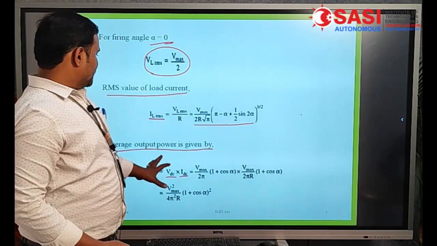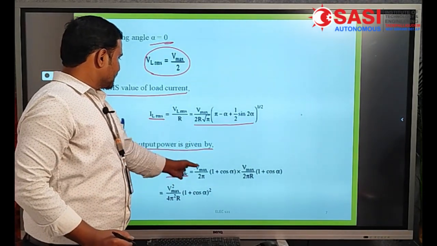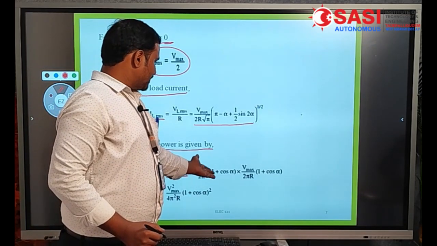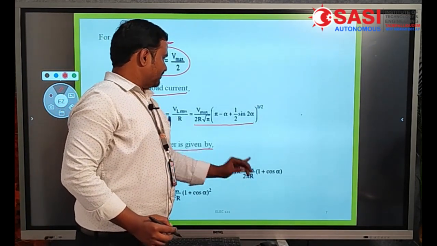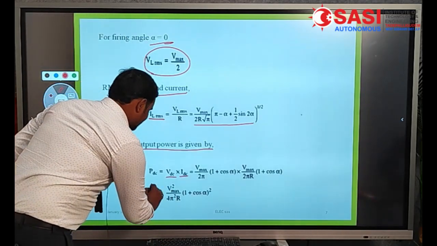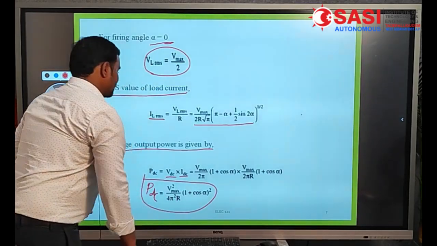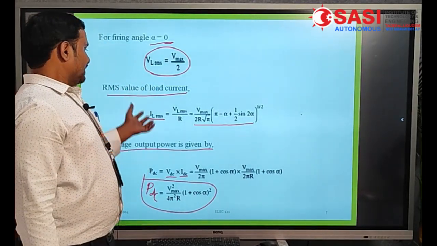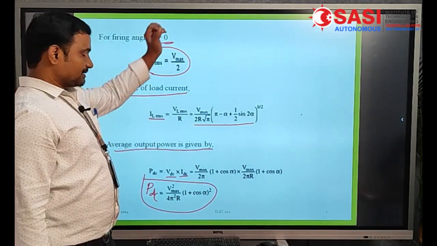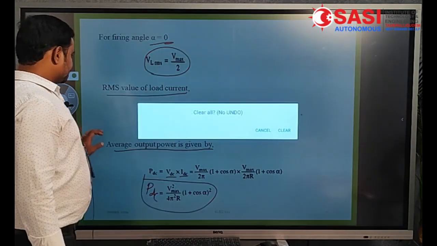So the DC components, therefore we can write VDC and IDC, that is equal to Vm by 2 pi (1 plus cos alpha) into Vm by 2 pi R (1 plus cos alpha). So we can get the PDC like this. So this is the output DC power from the single phase half controlled rectifier circuit.